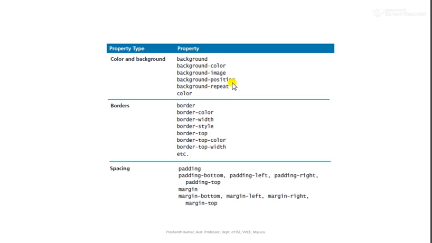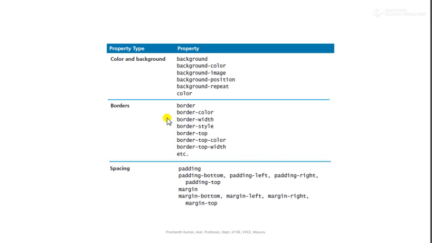Okay, for that one we use background position. And then background repeat. Background repeat means your background images will get repeated if the size is less. Okay, so for that we use background repeat. And then color is the property to give the color to your fonts.